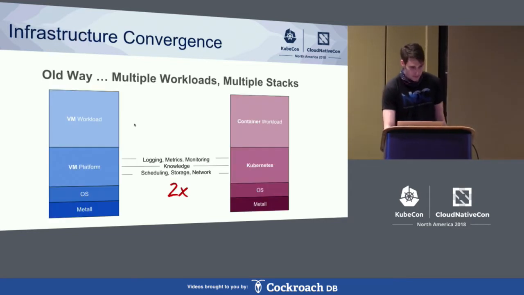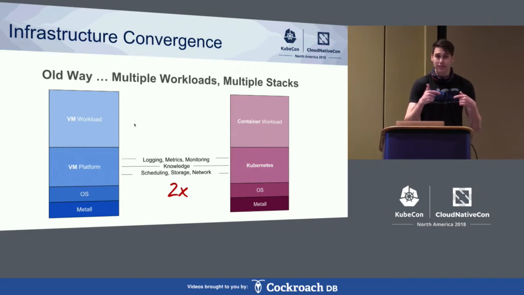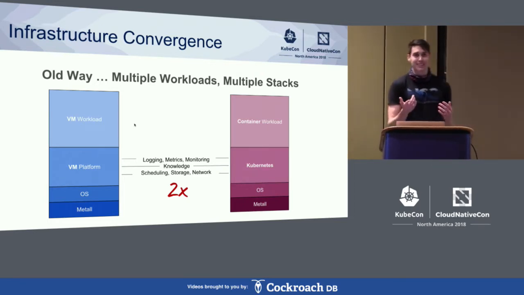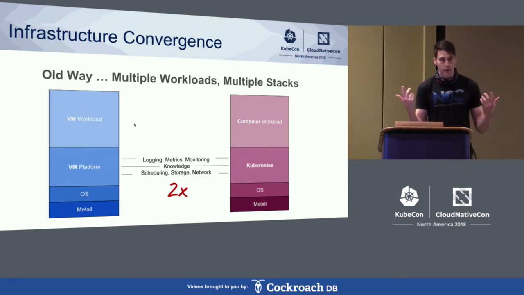First one, infrastructure convergence. So if you have legacy virtual machines right now, maybe they're not even legacy virtual machines. Maybe you have to develop some of your applications in virtual machines, but you also want to do development in containers as well. Your system probably looks like this. You're going to have two stacks. One for your virtual machine management, maybe that's running OpenStack, for example, and a separate one for your container workload management, and that's going to be Kubernetes.